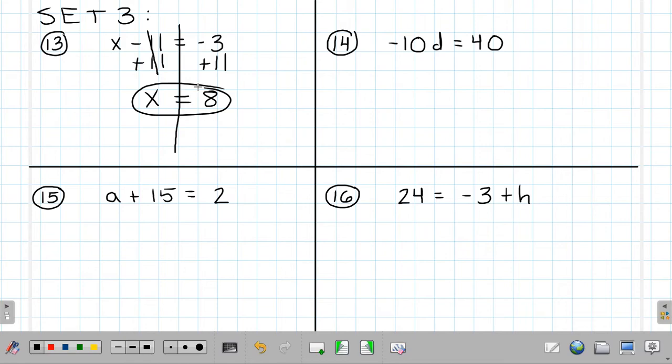And once again, it says check all solutions. So in this case, we have the solution is 8. Well, plug it back in. Just do a quick check on the calculator. 8 minus 11, that is negative 3. So that works out.